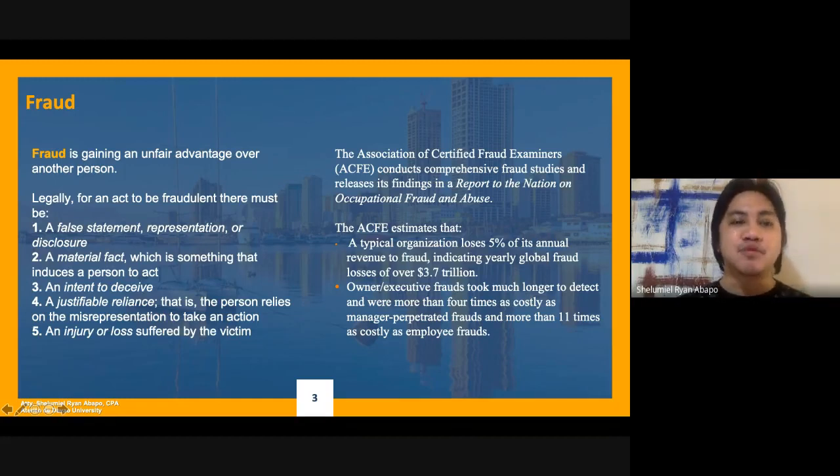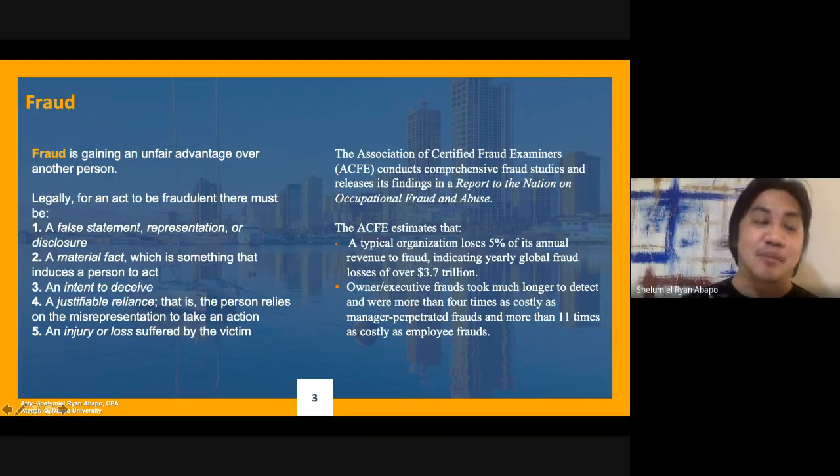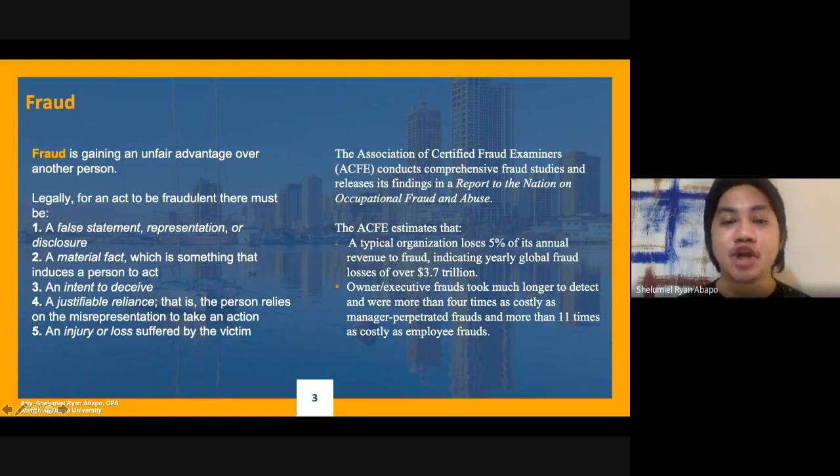Meaning, if someone would make a representation, that's actually fraud. But at the end of the day, if no one has actually relied upon it, it wasn't noticed, or it had no effect, no injury or loss, then basically it's just a person lying or something, an act that does not result in an injury. All right. So again, you have to look into these elements in order to consider a particular act as fraudulent.